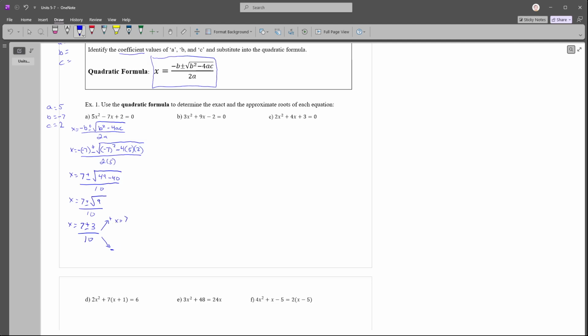x is equal to 7 plus 3 over 10. 7 plus 3, that's 10. 10 over 10 is just 1. Okay. Down here we have x is equal to 7 minus 3 over 10. So that's 7 minus 3, that's 4. 4 over 10 equals 2/5. Well, there's our solution. Those are our two x-intercepts. x is equal to 1 and x is equal to 2 over 5.